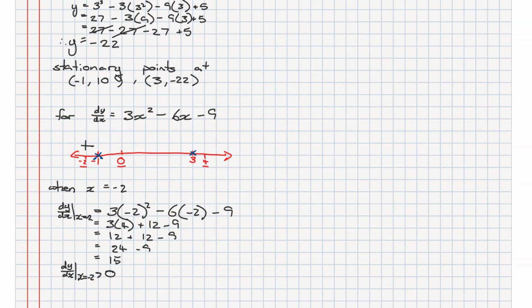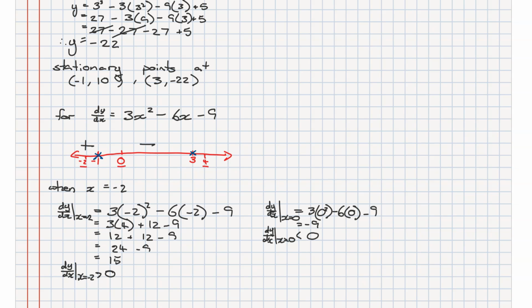So therefore in this region here it's positive. Alright, now for the next one, we'll go dy over dx, and we'll say when x equals 0, what we're going to get is 3 times 0 squared minus 6 times 0 minus 9, and therefore that's going to come out to be minus 9, and therefore because dy over dx is less than 0, it's negative here.